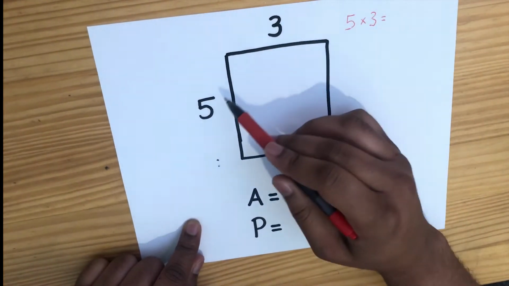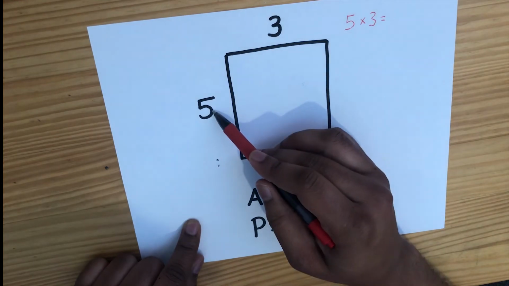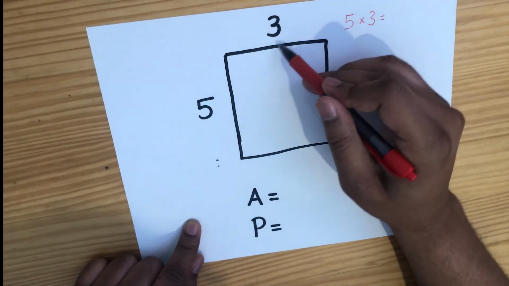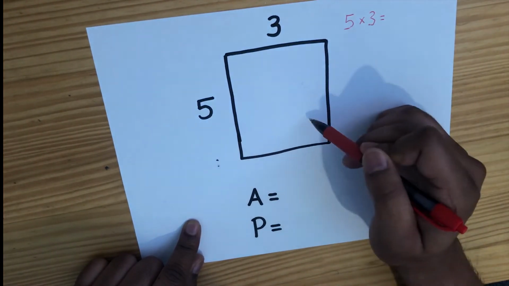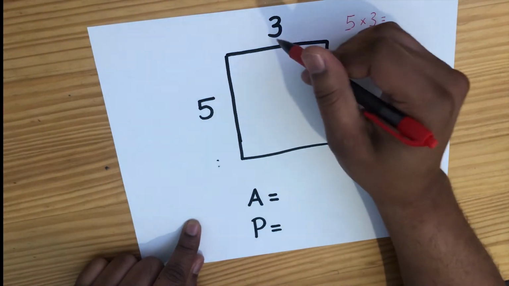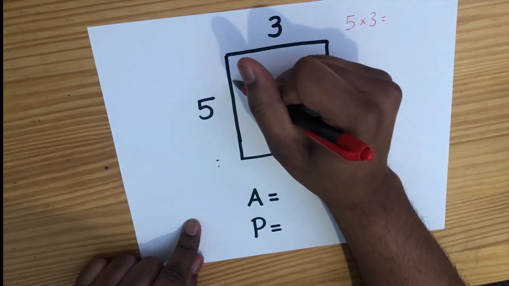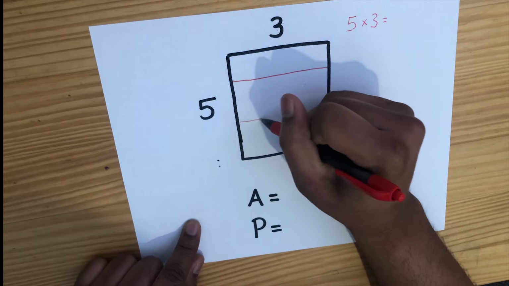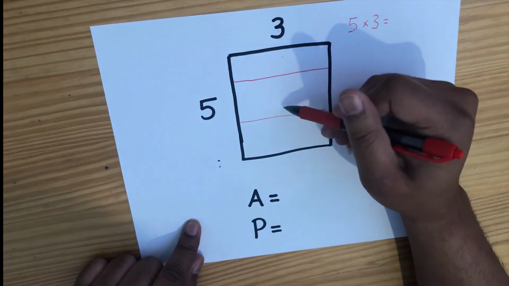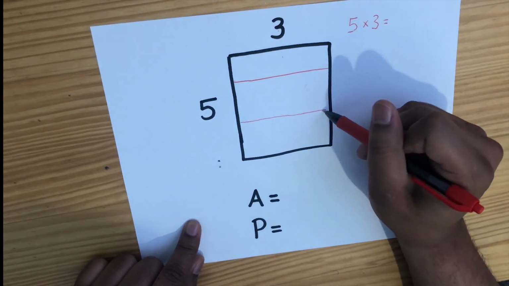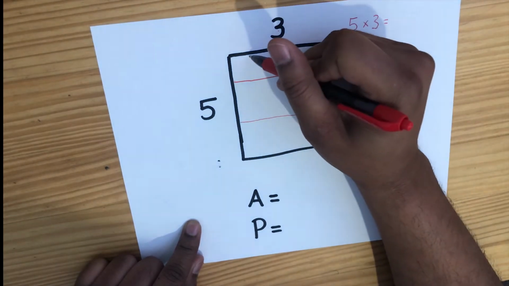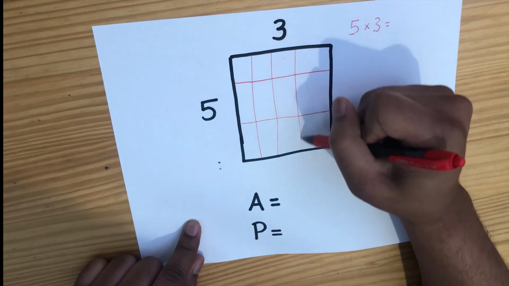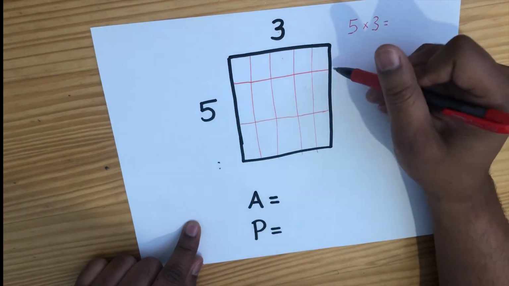Or we can recreate our squares. Here it tells me this is going to be 5 lines down, and this 3 tells me this is going to be 3 lines across. So I can go ahead and recreate that. 3 lines across. Here's 1, 2, 3. This is not perfect. Should be a better drawing. And 5 lines down. 1, 2, 3, 4, and there's 5.